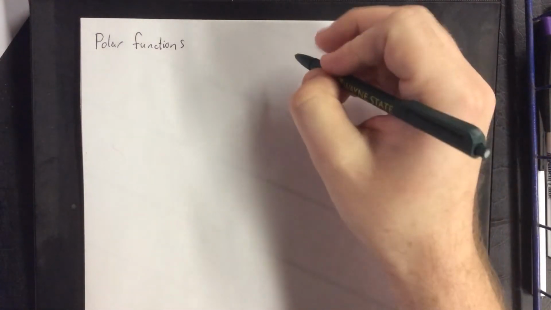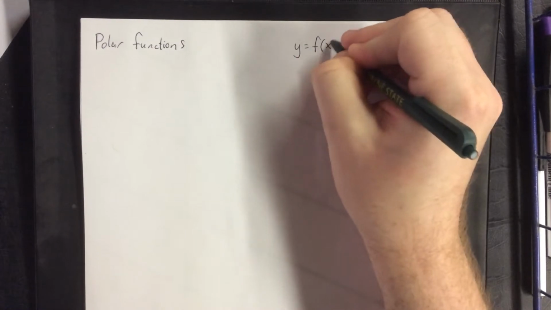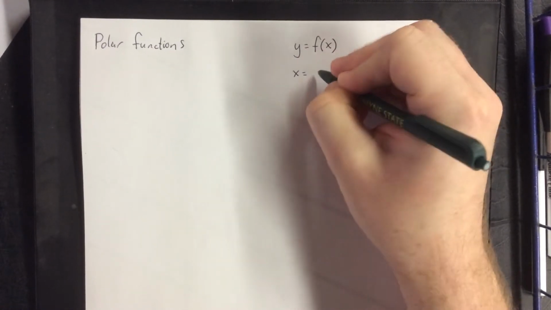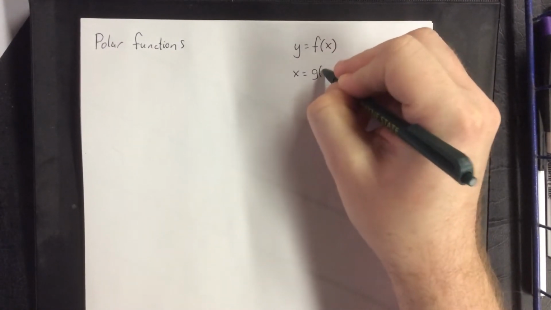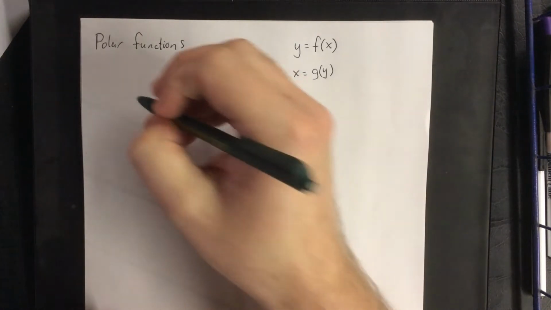Now that we've had our introduction to polar coordinates, let's start referring to polar functions. As far as Cartesian functions were concerned, usually the two different forms that we had were when y is a function of x or x is a function of y. So y equals f of x or x equals g of y. For polar functions, the two variables that we're working with are r and theta.